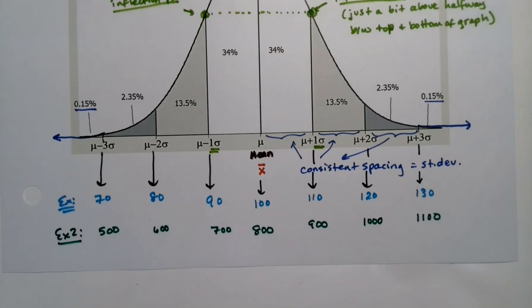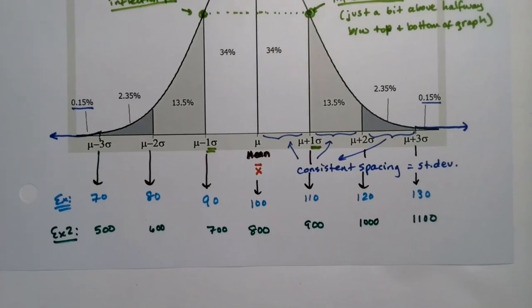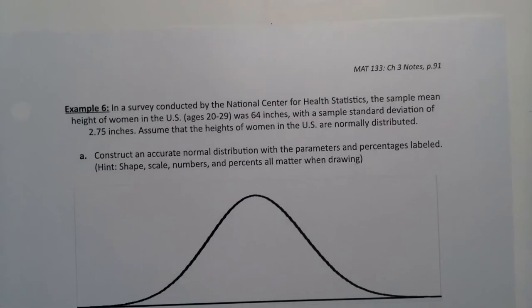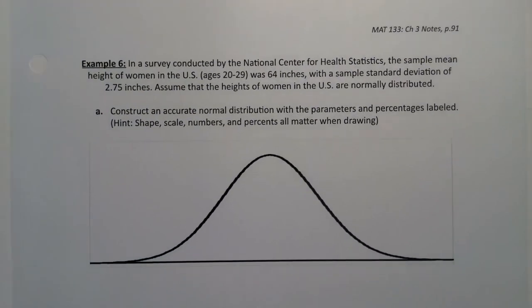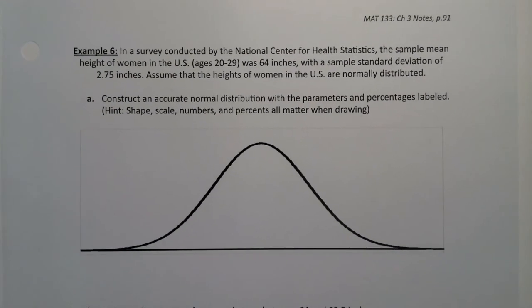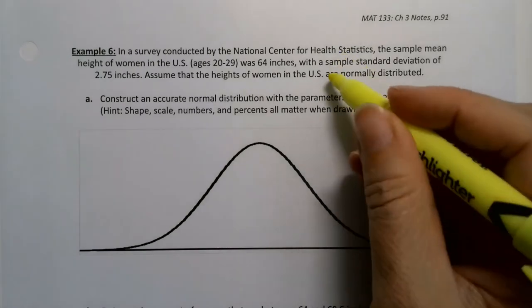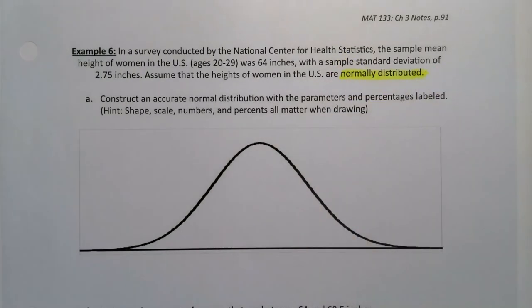All right, so let's put this plan into action, shall we? Because it all seems kind of weird until we can actually see a problem. So, in a survey conducted by the National Center for Health Statistics, the sample mean height of women in the U.S. aged 20 to 29 was 64 inches, with a sample standard deviation of 2.75 inches. Assuming that the heights of women are normally distributed, great, because that means we can apply the empirical rule.